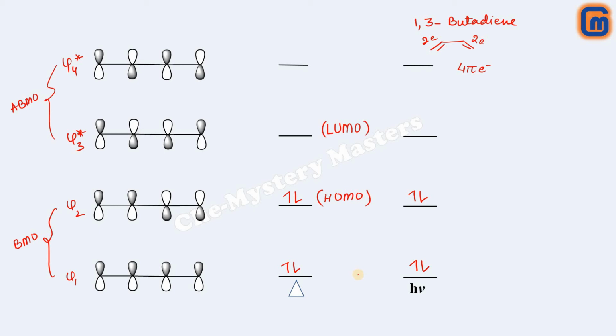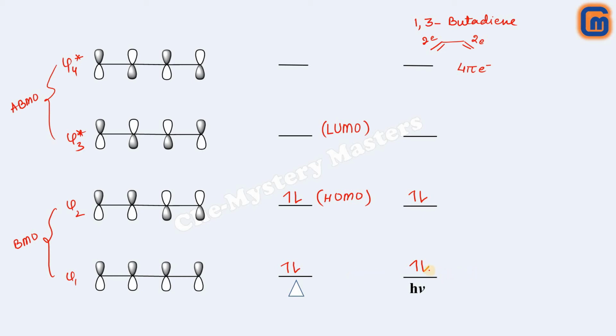But as soon as you talk about the irradiation of the molecule with the help of light, one of the electrons will get excited. Now there are 4 electrons, and if you talk about the excitation, certainly what will happen is the electron will get excited to the next energy level. And here we have to understand which electron will get excited.